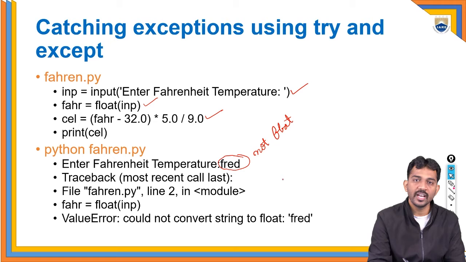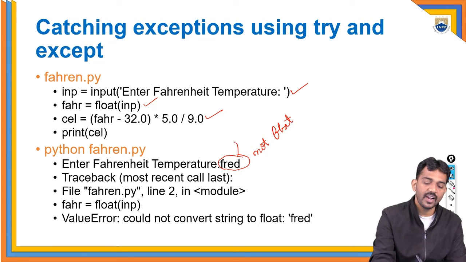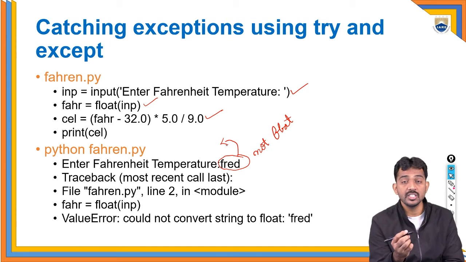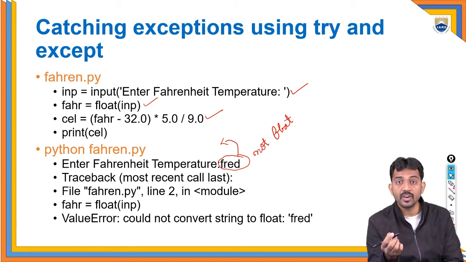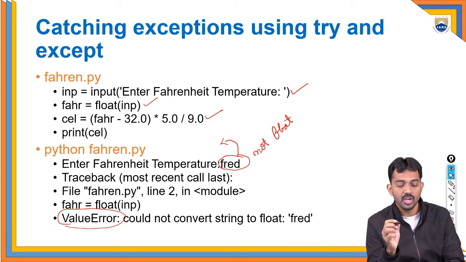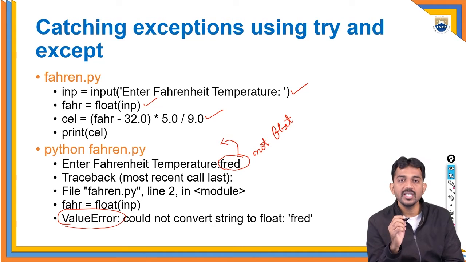When it is not a float value, what happened? The interpreter cannot convert the value, because you wrote float. It is not possible to convert the string to float. That time it generates a value error: could not convert string to float. How are we going to handle this kind of situation? Using try and catch block.